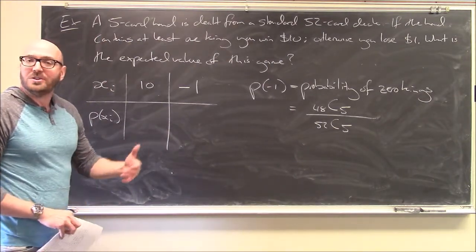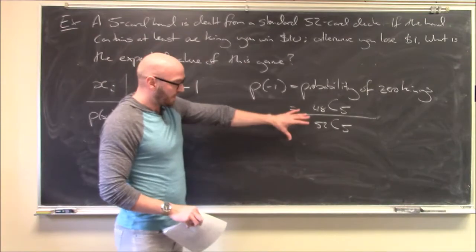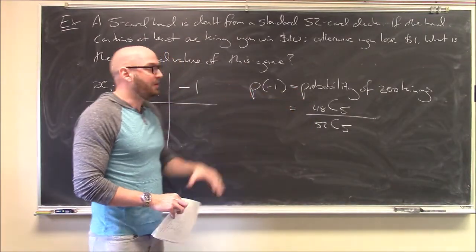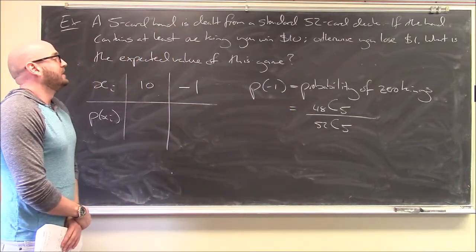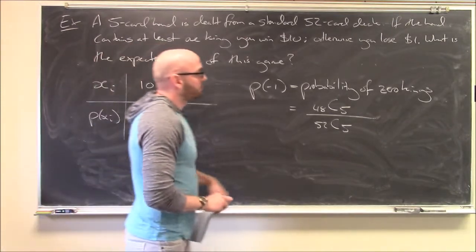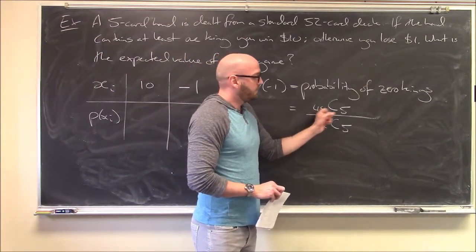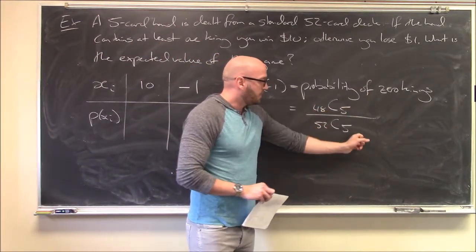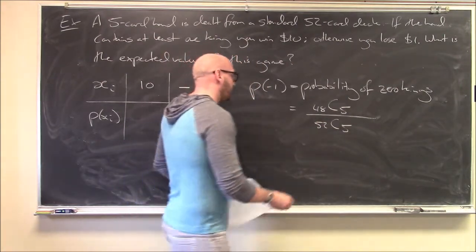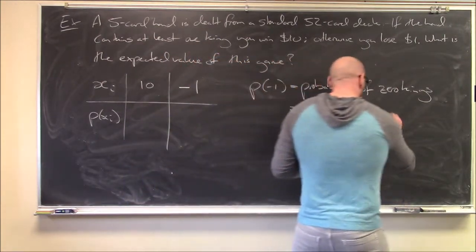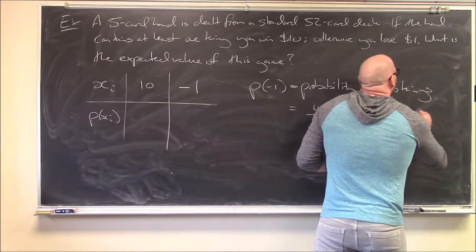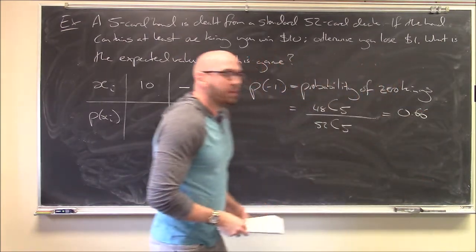So there's the probability of 0 kings. This is why this is a much harder problem, because computing this probability is more difficult than the simple ones we did before. But yes, the probability of 0 kings is the number of ways to draw 0 kings, 48 choose 5, over the total number of possible hands, 52 choose 5. I plugged this into a calculator and, after rounding to 2 decimal places, I got 0.66.